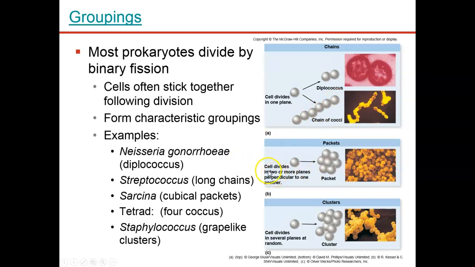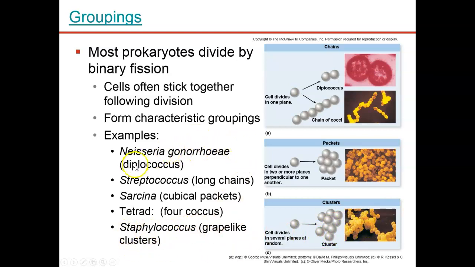Sometimes the cells can form packets that look like little cubicles or cubes. These are known as sarcina. Sometimes cells can form a square or diamond shaped structure. Your coccus cells can form this diamond shaped structure. That's known as a tetrad, which you don't see over here. And then we have the clusters that look like grape-like clusters, and that's known as staphylococcus.